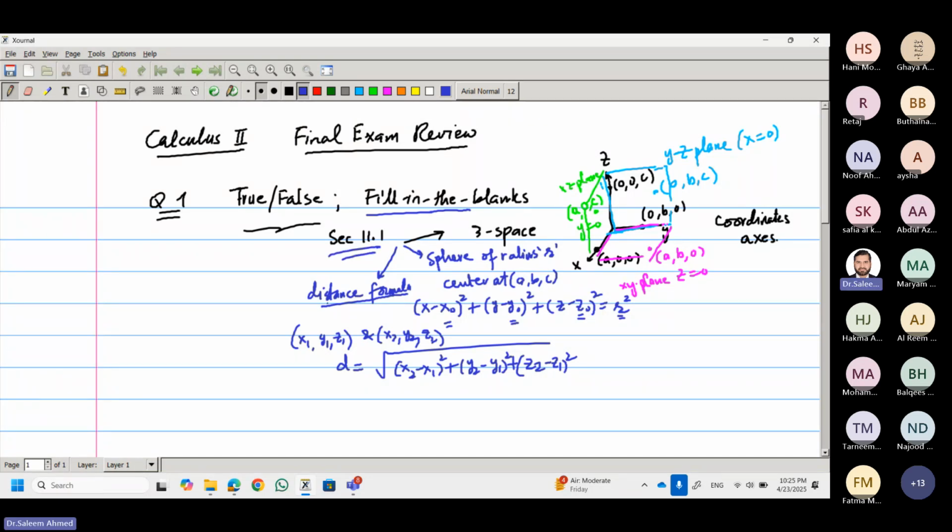What else is there? So we had 1, three space, 2, sphere, 3, distance, and then there is another thing, which is sketching of cylindrical surfaces. Cylindrical surfaces are easy because they have two variables at a time in their equation.